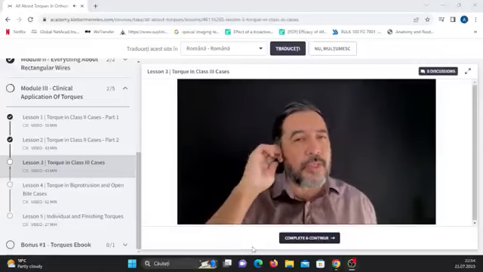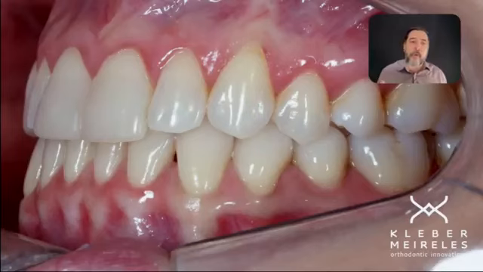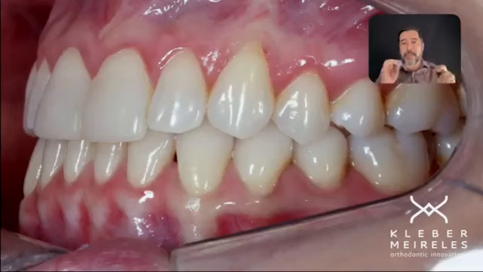Situations in which we need to do the compensatory treatment, because when we do that, we apply the torque to compensate anterior and posterior, of course, but the most important and most tricky part is to coordinate the anterior segment, upper and lower arches. And when we do that in class 3 cases like this, to compensate, we need to focus on the possibility of doing the inclination.